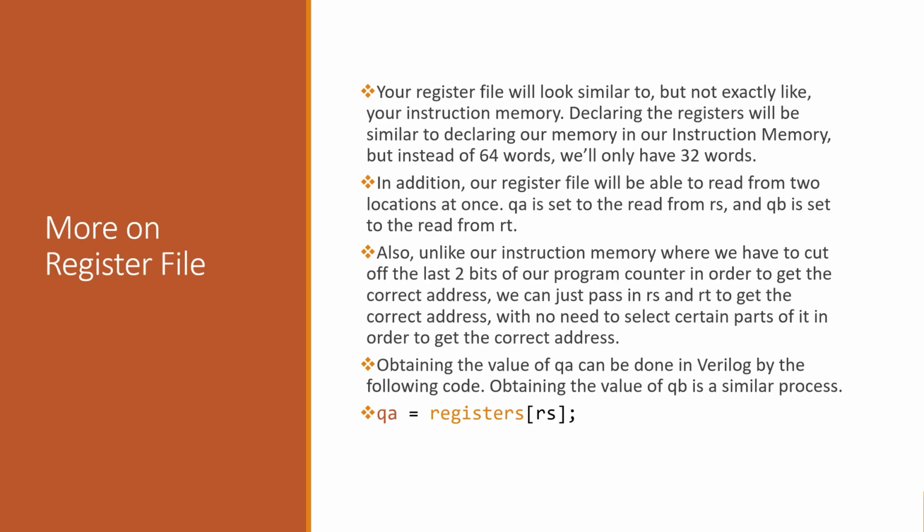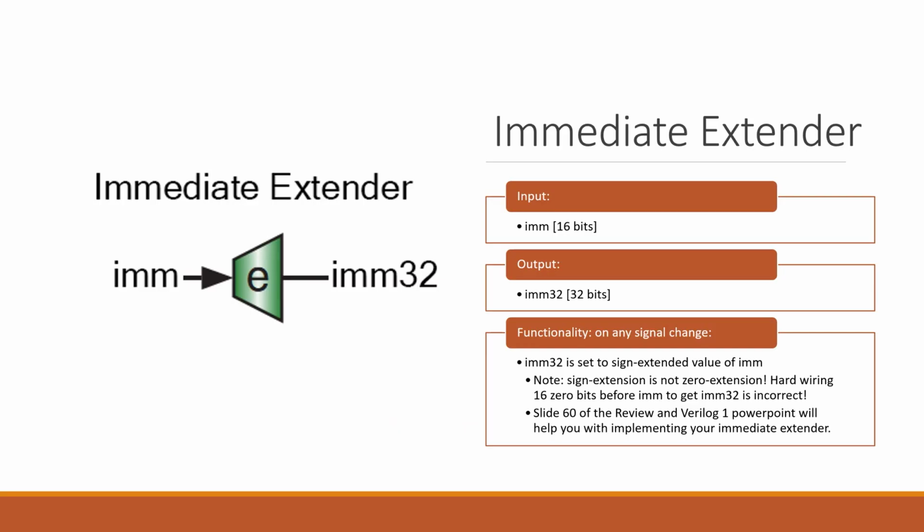Obtaining the value of QA can be done in Verilog by the following code. QA is set to registers at address RS. Obtaining the value of QB is a similar process.